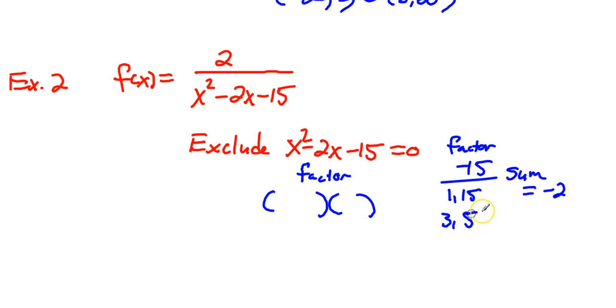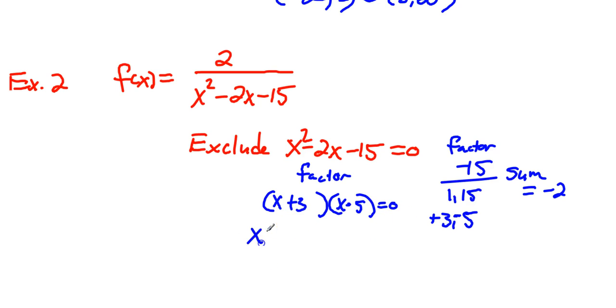And if you haven't done your factoring in a while, just remember that whatever the b term is, that sign always goes with the bigger number. And then to figure out what the other number is, you just divide these two. So it's negative 15 divided by negative 5 makes that a positive 3. So that's x plus 3 and x minus 5.